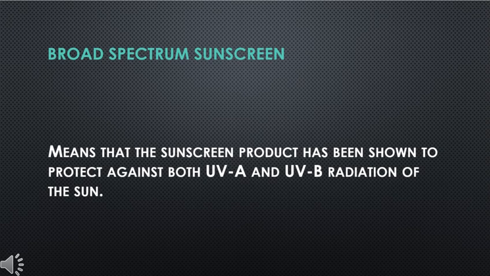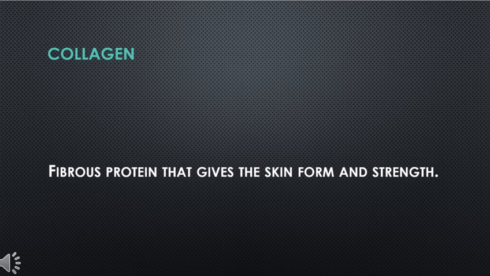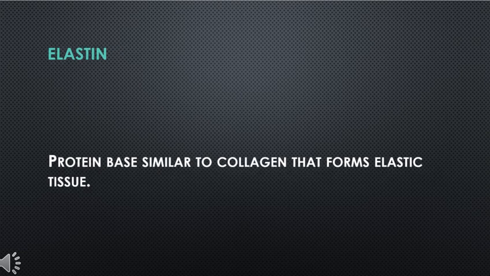Broad-spectrum sunscreen. Means that the sunscreen product has been shown to protect against both UVA and UVB radiation of the sun. Collagen. Fibrous protein that gives the skin form and strength. Elastin. Protein base similar to collagen that forms elastic tissue.